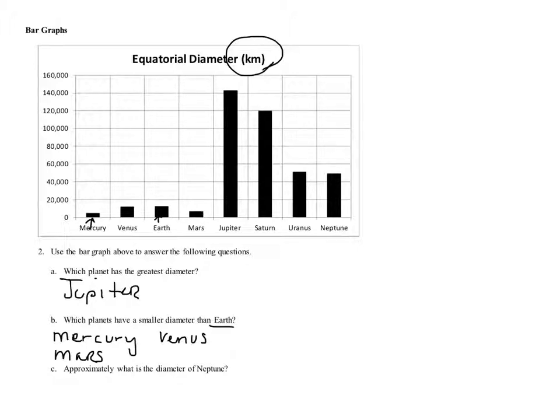And then it says approximately what is the diameter of Neptune. So here's Neptune. So I'm going to kind of read over here. And it says approximately, so I'm going to say it's right between 40 and 60,000. So I'm going to go with 50,000, and then I'm going to label it kilometers.